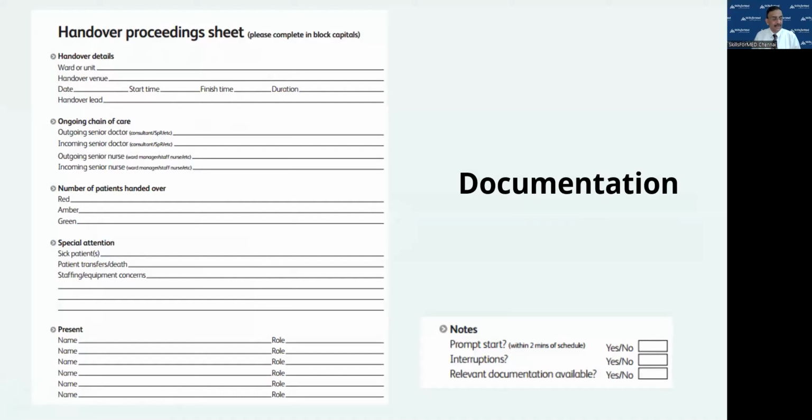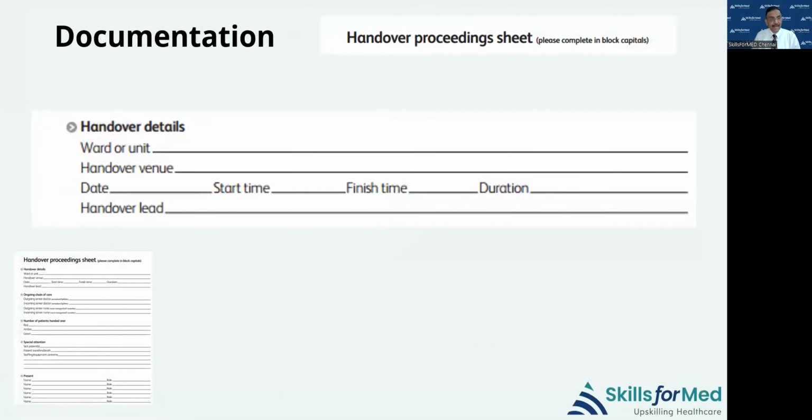So this is the total sheet: handing over details, ongoing chain of care, the process which we talked about, number of patients handed over in the red, amber, green methodology, special attention, and who all are present and what is the role. And there is some audit happening also. I will go into that in a little bit. I'll magnify it.